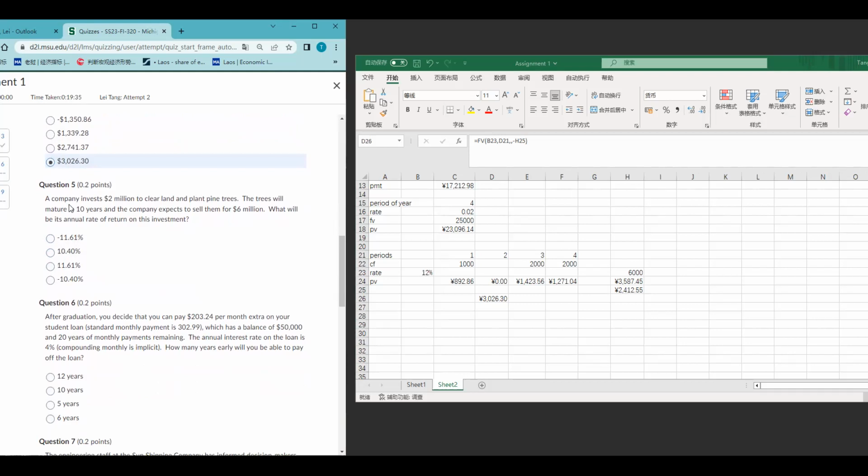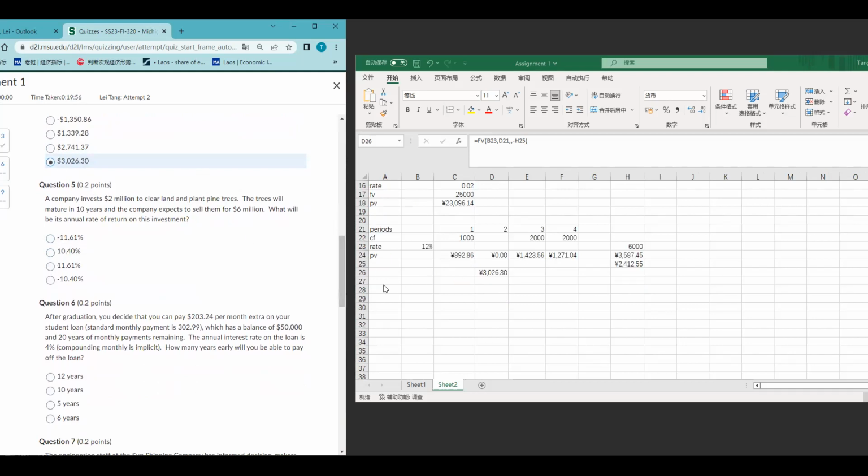A company invests 2 million to clear land and plant pine trees. The trees will mature in 10 years, and the company expects to sell them for 6 million. What will be the annual rate of return on this investment? So for this question, we're going to try to find the answer of rate, right? For the rate. So rate.